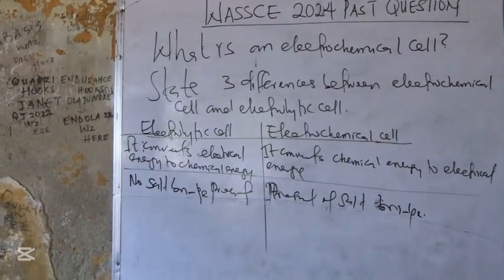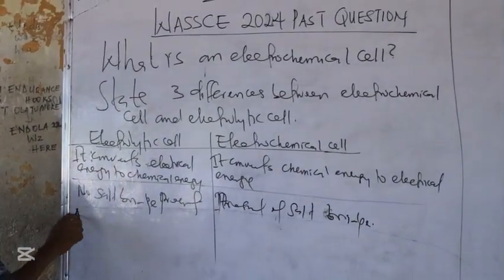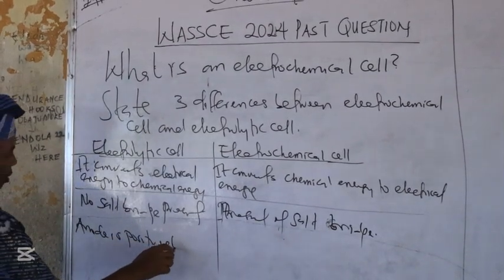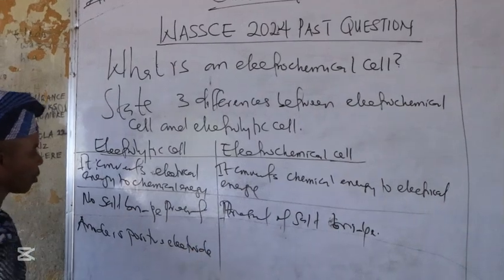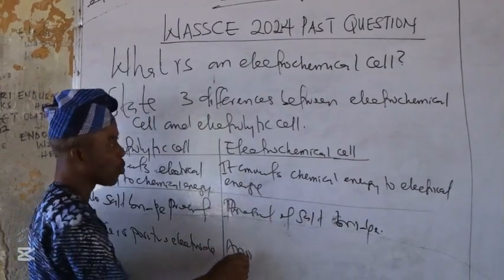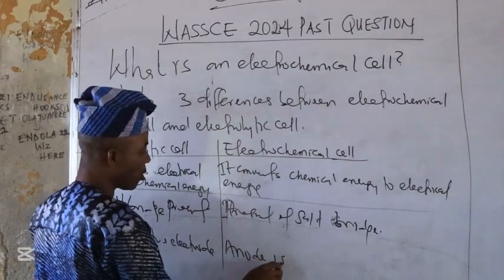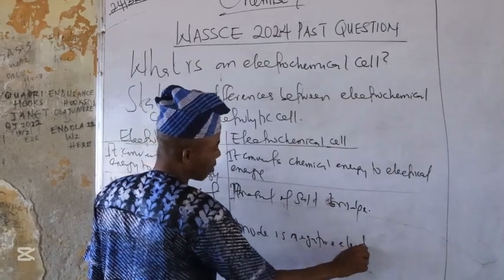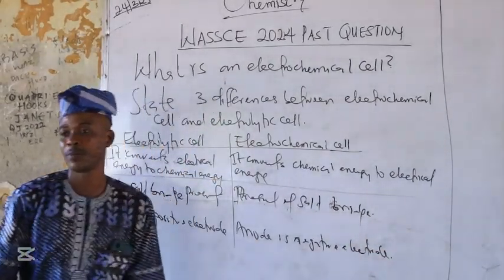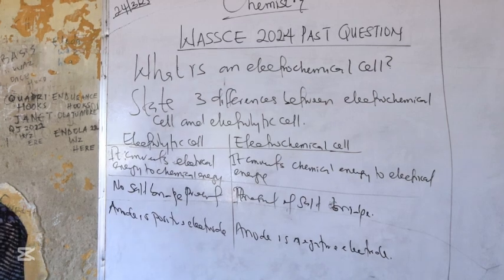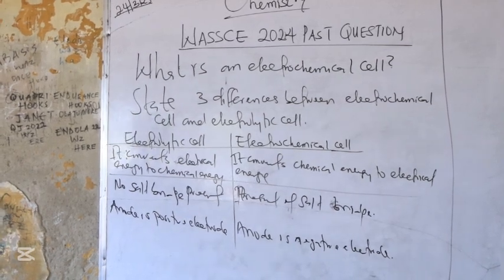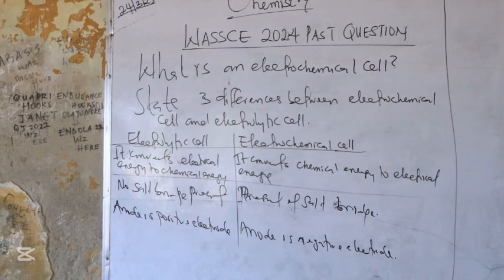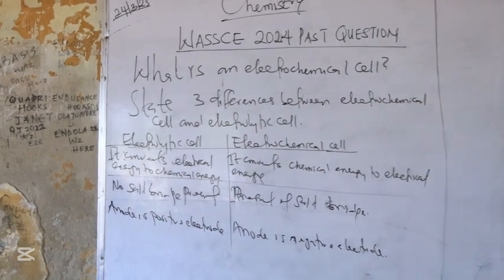And in an electrolytic cell, anode is the positive electrode, but in an electrochemical cell, anode is the negative electrode. These are main differences between electrolytic cell and electrochemical cell.